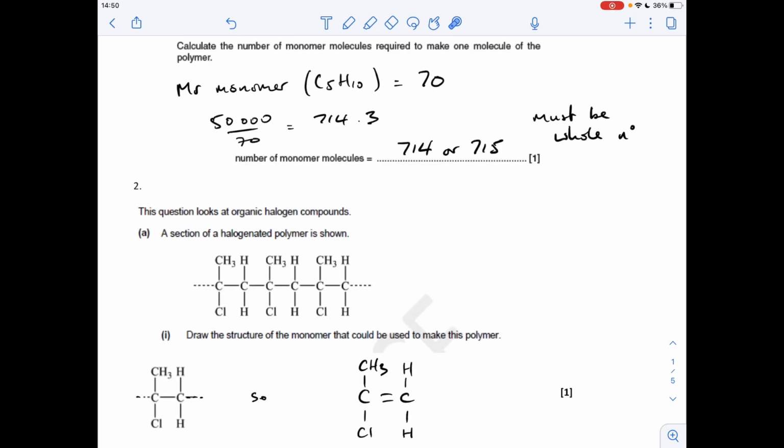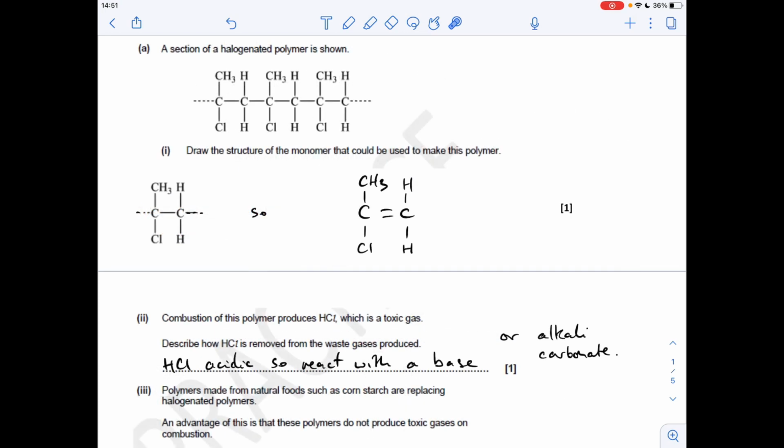Moving on to question 2, we've got to draw the structure of the monomer that could be used to make this polymer. So it's very similar to the start of the previous question. I've done the same thing again, I've extracted the repeat unit, so that's it there. I've just put some dotted lines to show the end bonds. And then all I do is put a double bond between the carbons and lose these. So we get that.